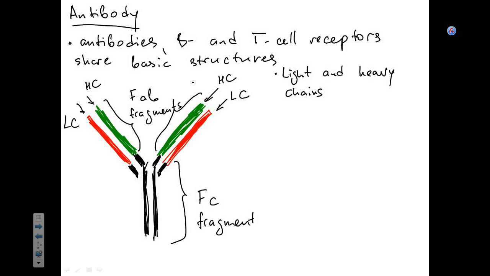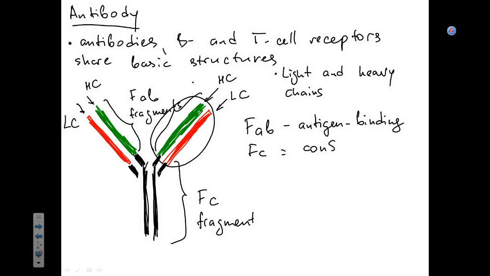Does it make sense? Each FAB fragment consists of a piece of light and piece of heavy chain. That's it. We're on the same page. Now, why are they called FAB and FC? FAB, well, F stands for fragment. AB stands for antigen binding. FC stands for constant. Does that make sense?